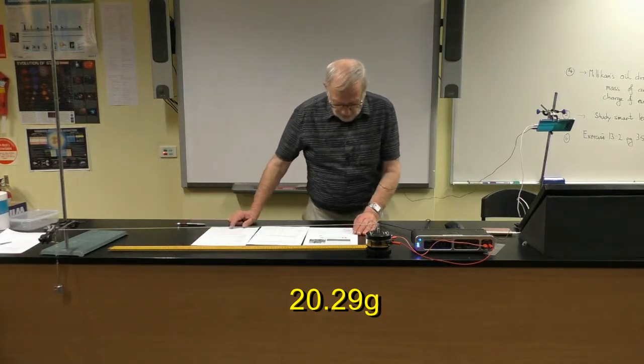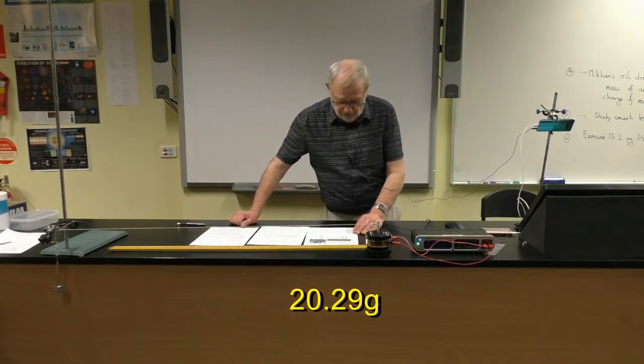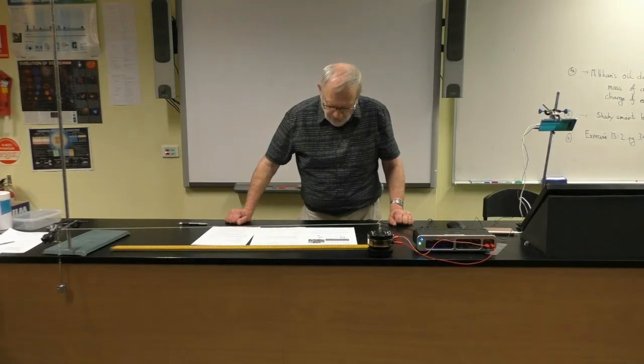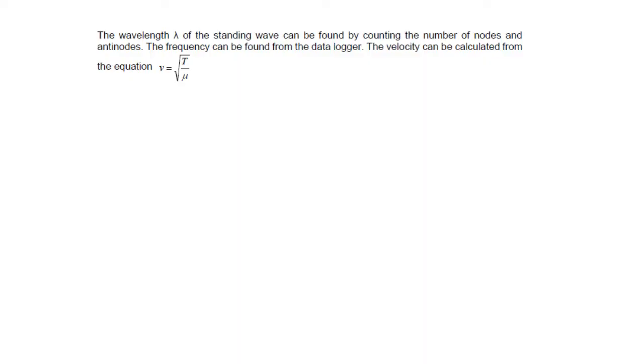Now, going back to the previous page, page 28 perhaps. The wavelength lambda of the standing wave can be found by counting the number of nodes and antinodes. So the number of antinodes, areas of maximum displacement, that will give us the number of half wavelengths. So the frequency can be found from the data logger, and the velocity can be calculated using this formula of V is equal to the square root of T divided by mu. So we've got two parts of this experiment.